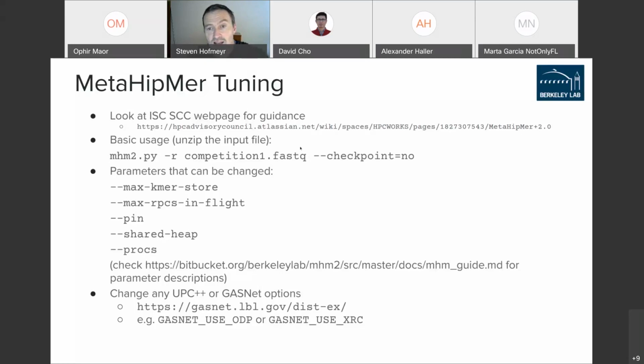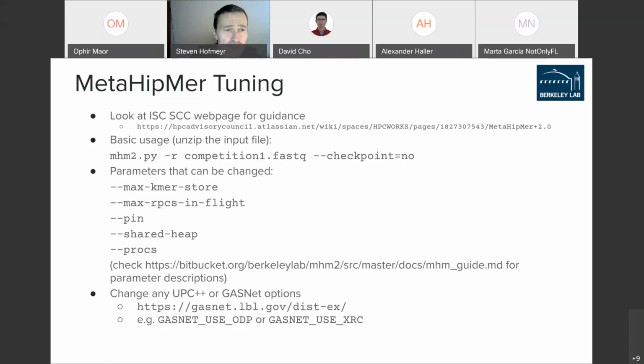Then MetaHitmer can run, and by default, if you're running on multiple nodes, it checkpoints the results. So periodically, it saves everything to disk. That's generally of use if you're running a very large assembly, or if you suspect your system may crash. In terms of this competition, we don't need to do the checkpointing at all, and it will slow things down and make things more dependent on the I/O system, and we don't really want that. So just always specify no checkpointing.